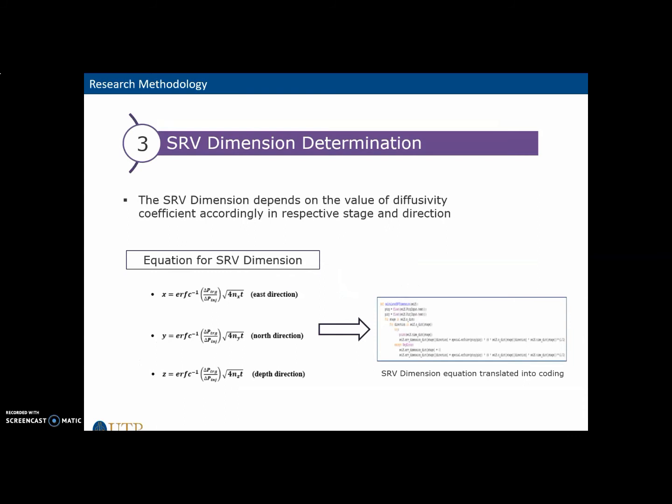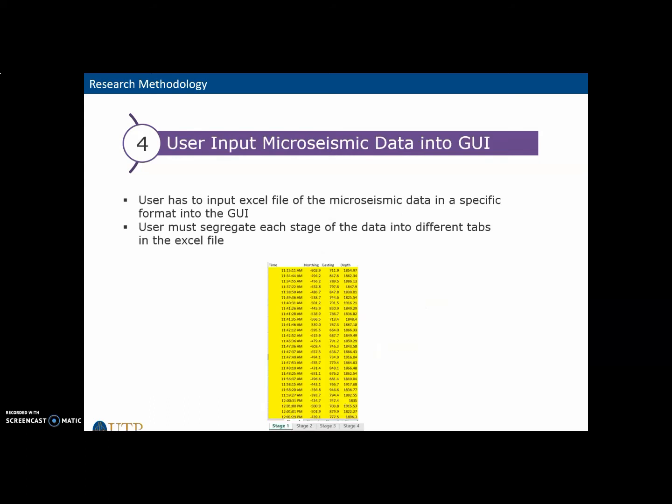The same goes for the SRV dimension determination, where the equation to determine the SRV dimension is being coded into the software. Again, the software will run the calculation based on the equation coded, but this time it is only once the diffusivity coefficient has been calculated, because there is a diffusivity coefficient in the solution.